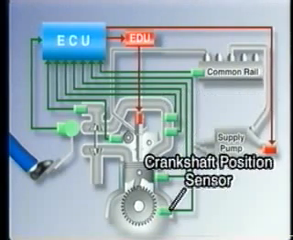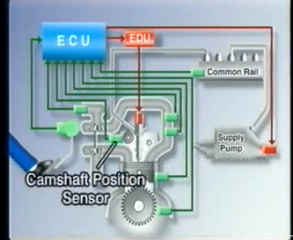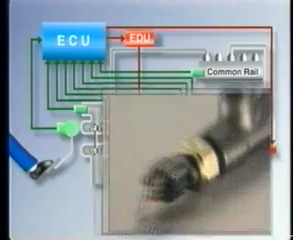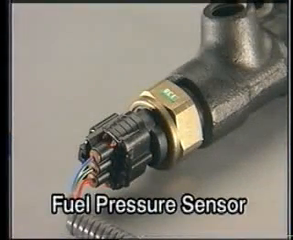The crankshaft position sensor that detects the rotational angle of the crankshaft. The camshaft position sensor that identifies which cylinder is at TDC. And the fuel pressure sensor at the common rail, which detects the pressure inside the rail.